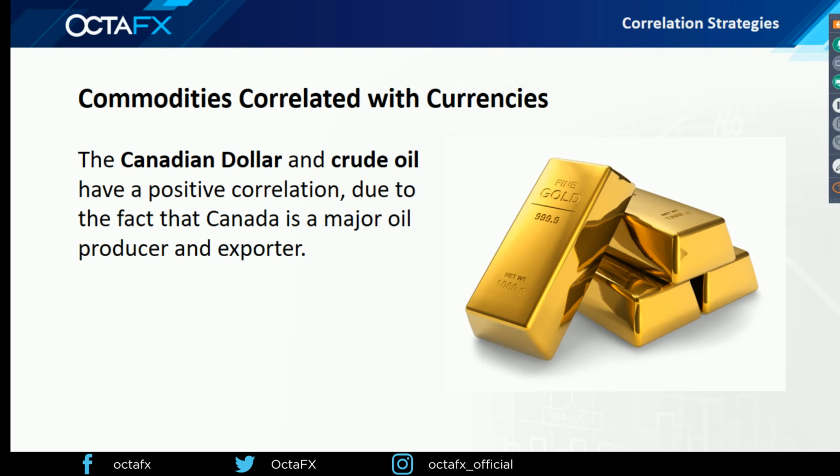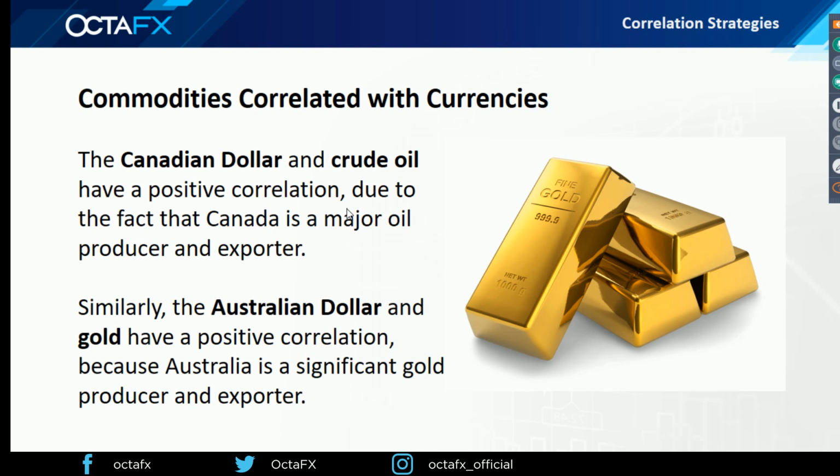Let's talk quickly about commodities correlated with currencies. The Canadian dollar and crude oil have a positive correlation due to the fact that Canada is a major oil producer and exporter. Similarly, the Australian dollar and gold have a positive correlation because Australia is a major gold producer and exporter.